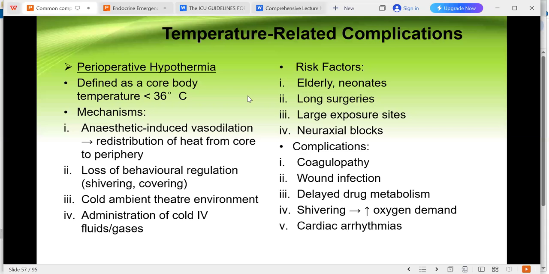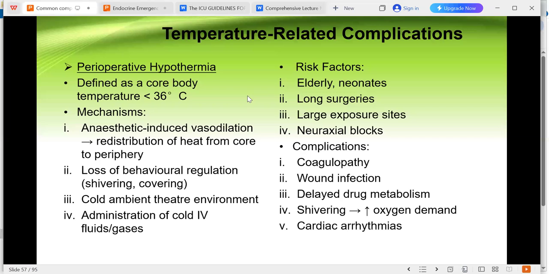Okay, what are the risk factors? Elderly patients and neonates, patients with prolonged surgery or large exposure site, patients having intra-abdominal procedures. Okay, patients with neuraxial blocks. Okay, these are some of the risk factors for perioperative hypothermia. It's important that we know these risk factors so that we can prevent hypothermia.